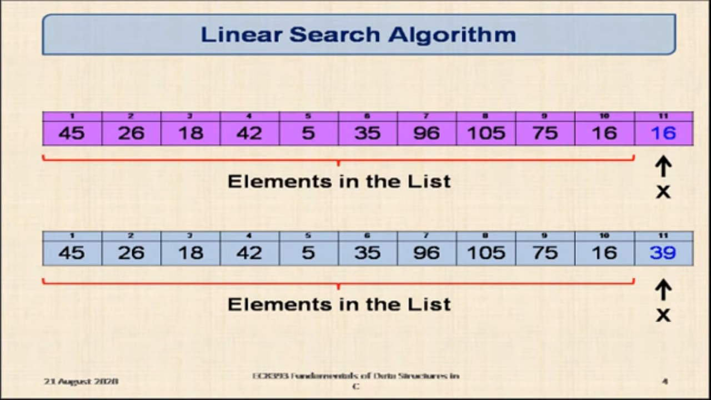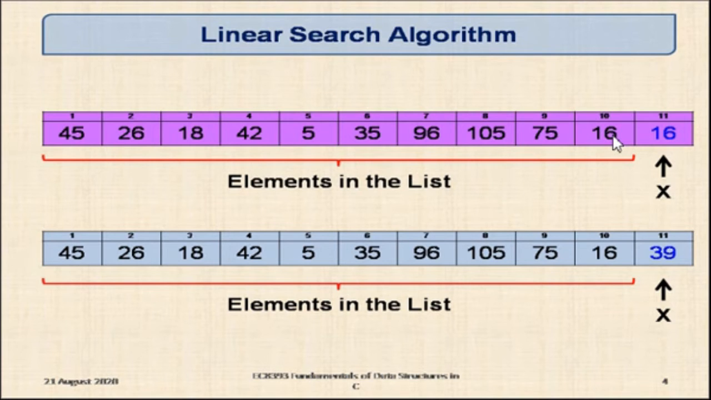Let us take one more example. Here the item to be searched is 16. I'm comparing this with every element of the list one by one. So it is compared with 45, not matching, 16, 18, 42, 5, and so on. At the last, it is available. So here it is matching, so it will break the loop.